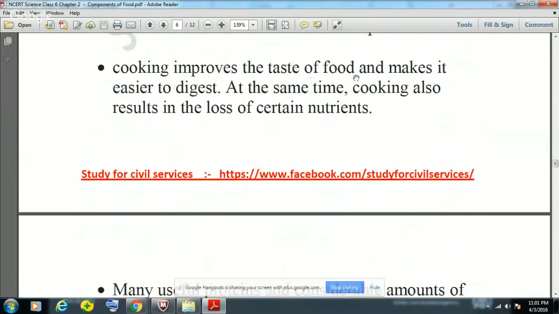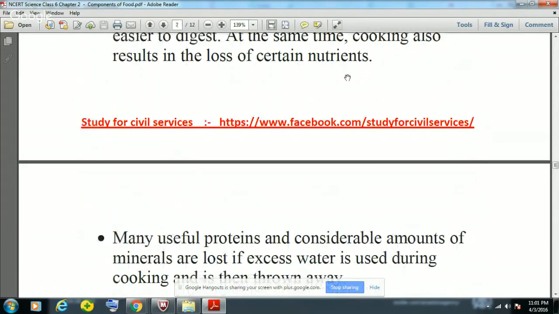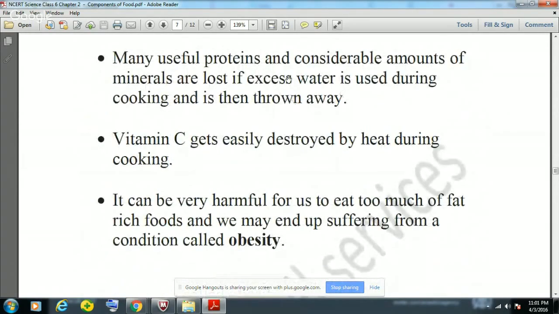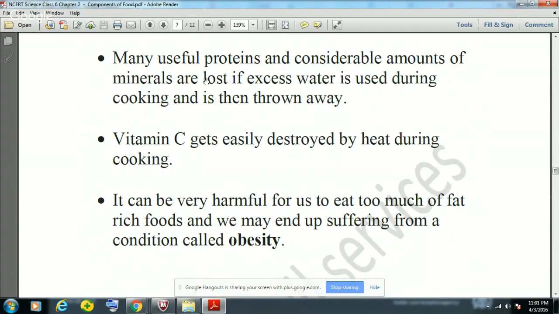Cooking improves the taste of food and makes it easier to digest, but cooking also results in the loss of certain nutrients. Many useful proteins and a considerable amount of minerals are lost if excess water is used during cooking and is thrown away. So water should be in the right quantity and it should not be thrown away if it is used for the cooking.